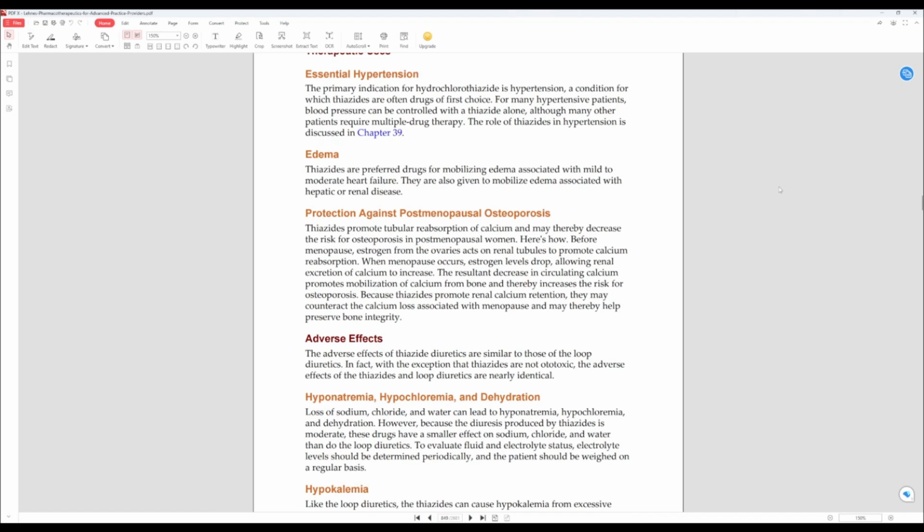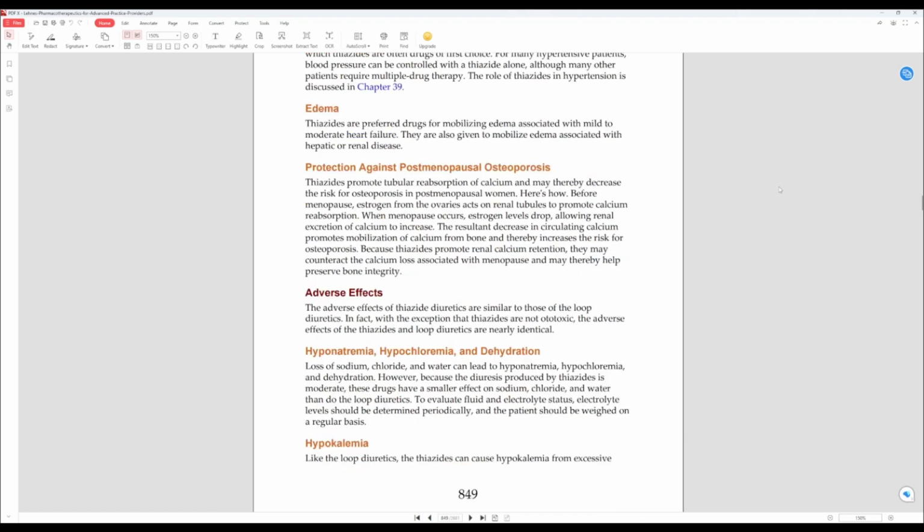For many hypertensive patients, blood pressure can be controlled with a thiazide alone, although many other patients require multi-drug therapy. The role of thiazides in hypertension is going to be discussed in further detail in Chapter 39. Edema. Thiazides are preferred drugs for mobilizing edema associated with mild to moderate heart failure. They are also given to mobilize edema associated with hepatic or renal disease.